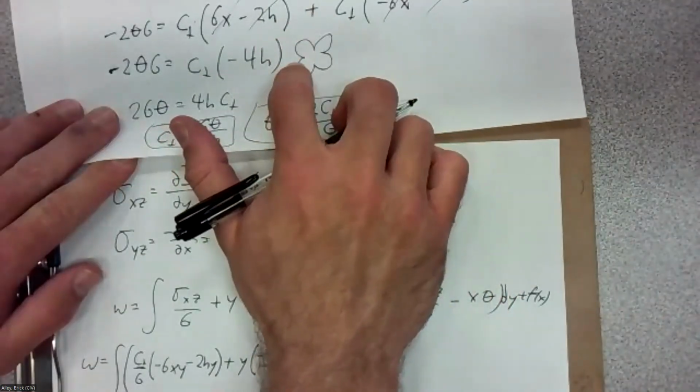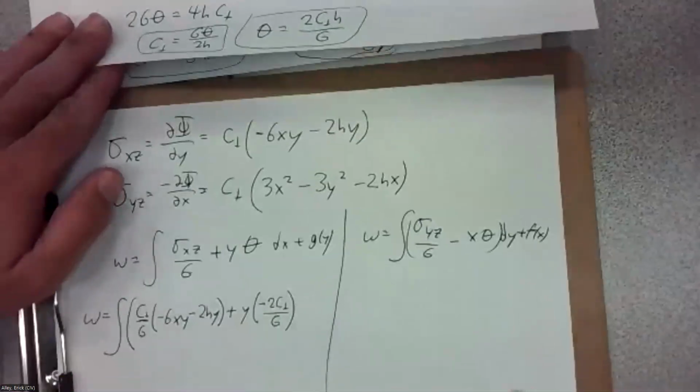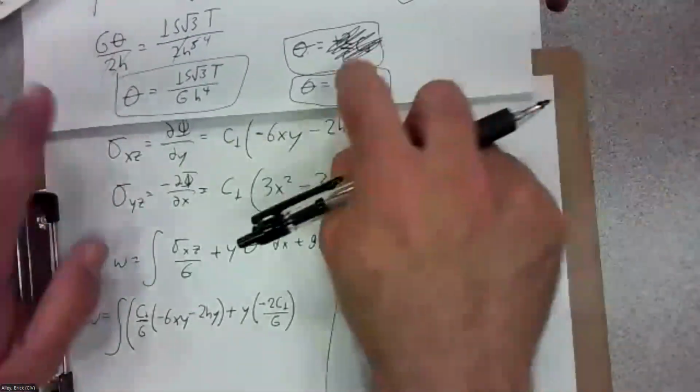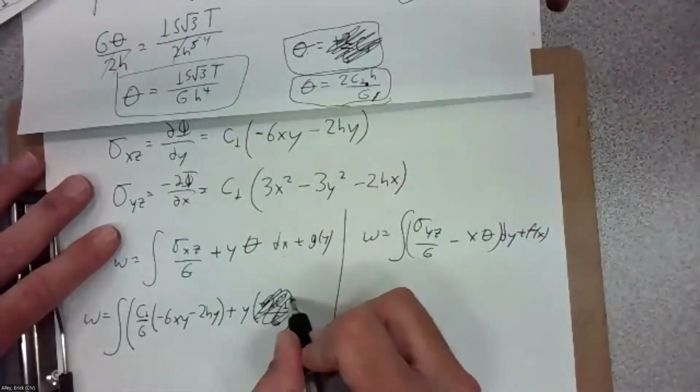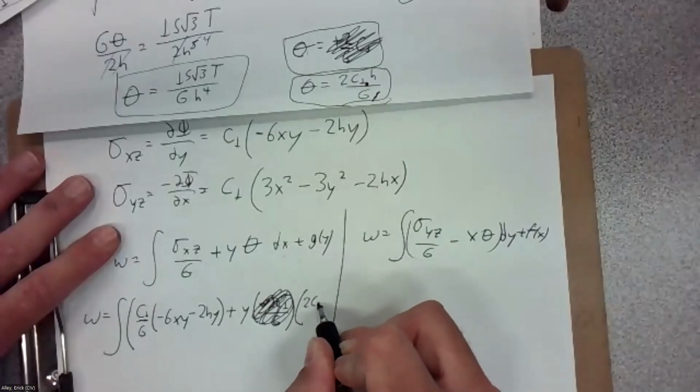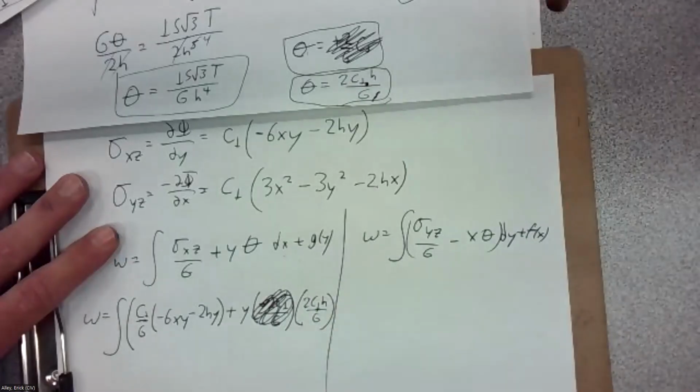And heart, health, and something else. I can't remember the fourth. All right, we've got our theta here. All right, so theta is 2C1H over G.